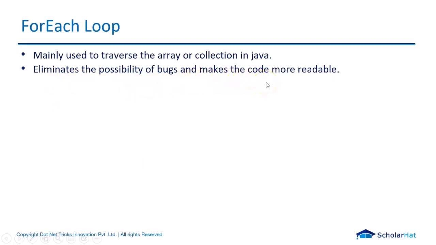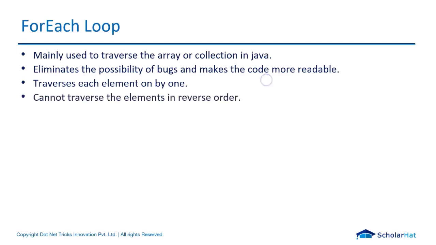As I already said, it's a syntactical sugar over the iteration. It traverses each element one by one in incremental order, not in ascending order, guys. It's in incremental order, starting from the first index till the last one. Cannot traverse the elements in reverse order. Please mark my words. Cannot traverse the elements in reverse order.